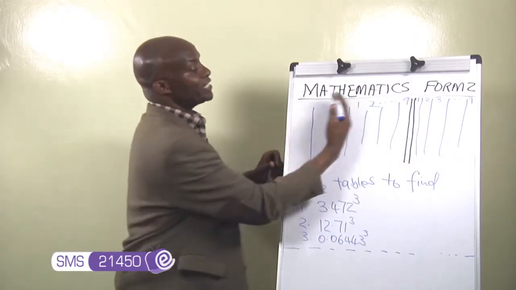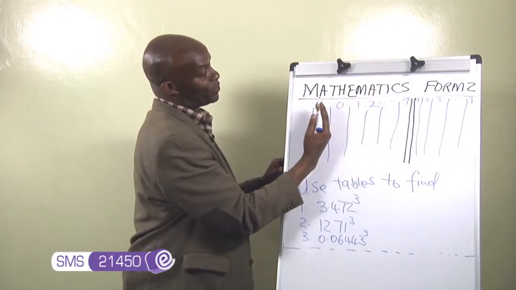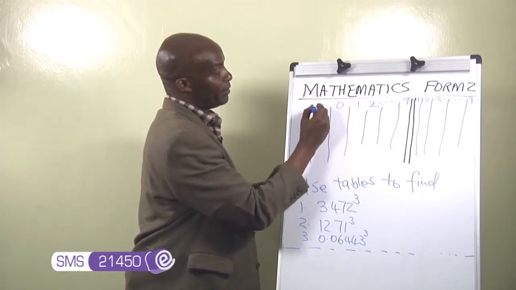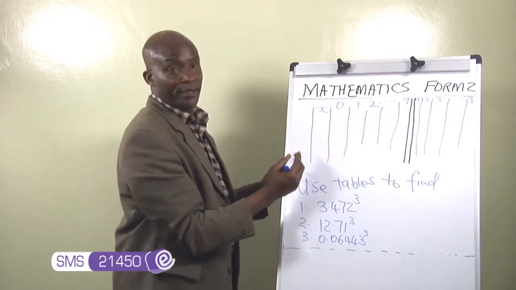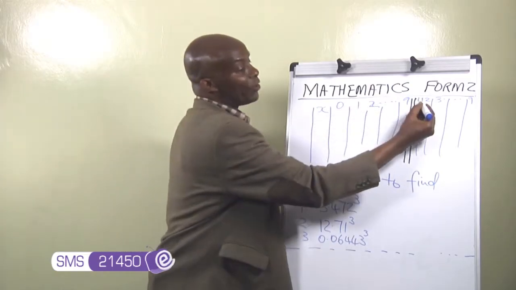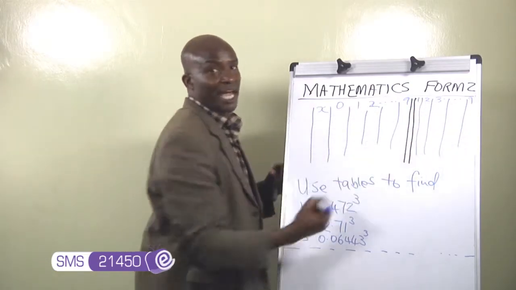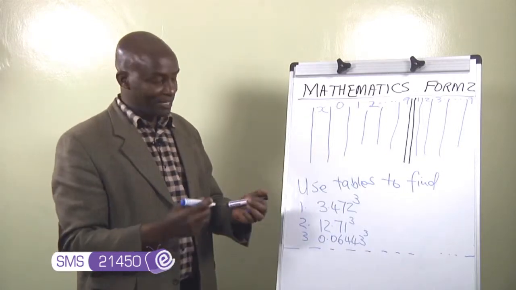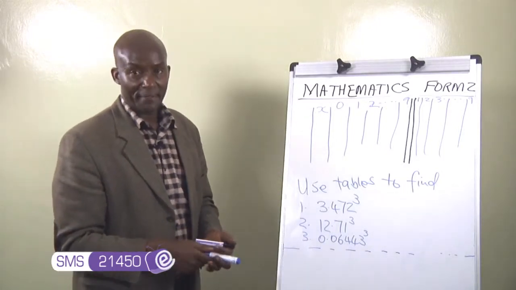So we have the major first column, which we can call X column. Then we have major columns from 0 to 9. Then we have minor columns 1 to 9. I hope that is clear to you so far.